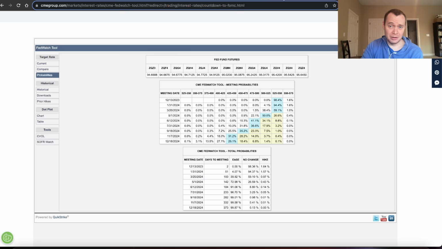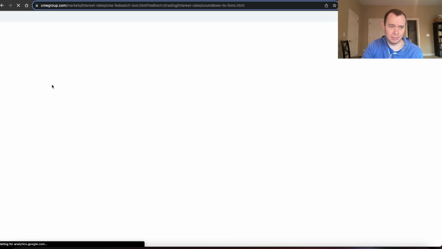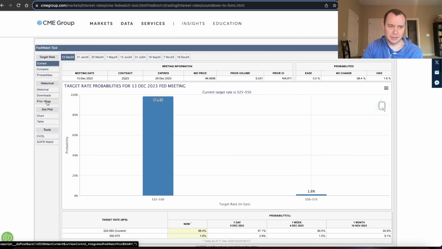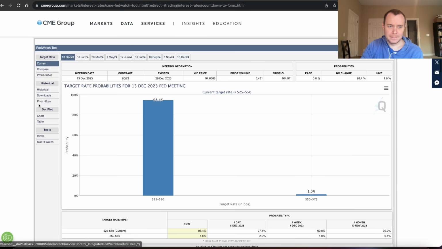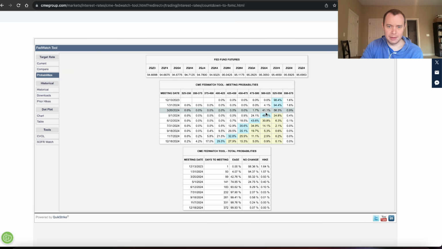And again, I don't know when they're going to start cutting, but if you go look at the probabilities over here, which, by the way, these things change all the time, but let me reload this. If you look at probabilities, the market doesn't think they're going to cut till May. I don't know if it's going to take that long, but we'll see.